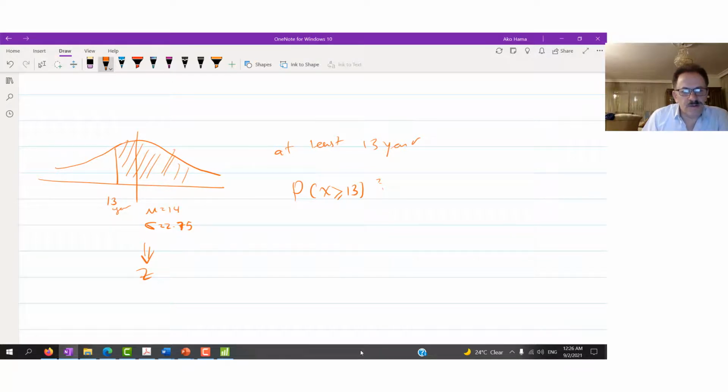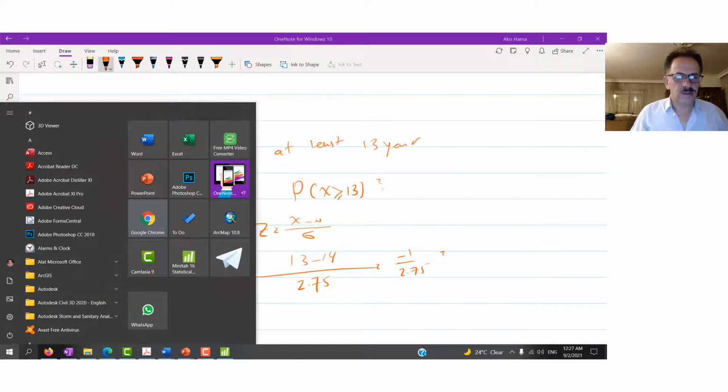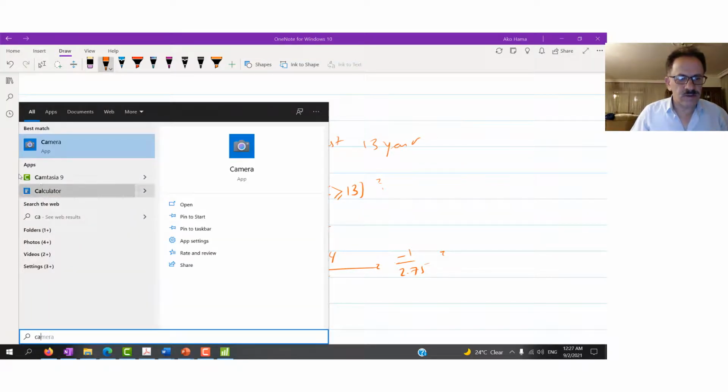So what should I find? I first have to convert to z and find the z corresponding to this one. So z is equal to x minus the mean over sigma. So 13 minus 14 divided by 2.75, which is equal to minus 1 over 2.75, and it's equal to 1 divided by 2.75.